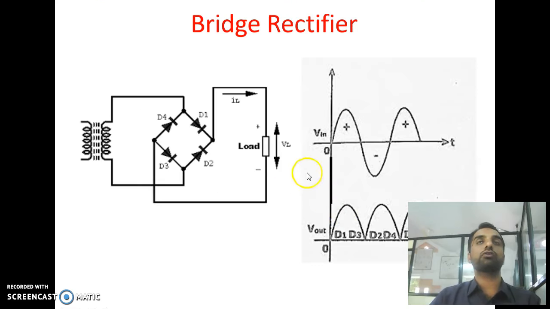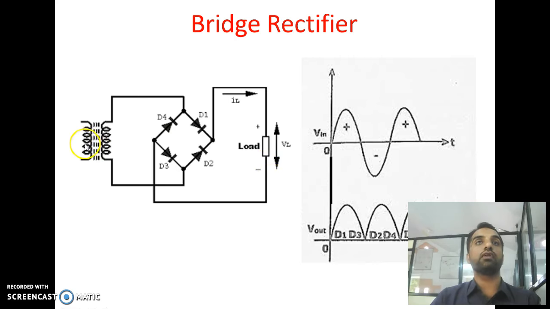Now the second type is the bridge rectifier. A bridge rectifier requires only a simple transformer. It does not require a center tapped transformer, but it requires 4 different diodes. They are connected in the form of a bridge. The secondary terminals of the transformer are connected to the opposite diagonal points of the bridge, and the remaining 2 diagonal points are where the load resistance RL is connected.